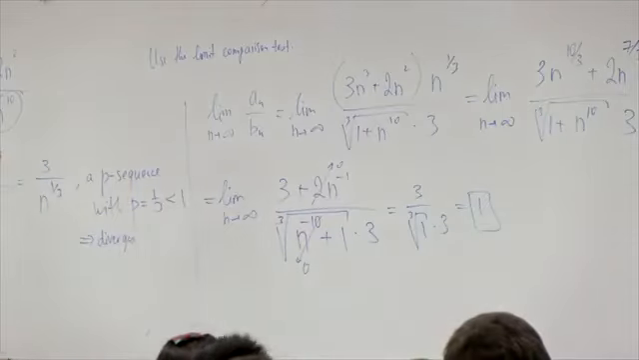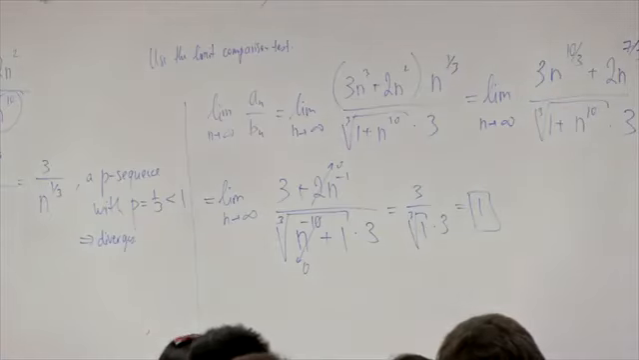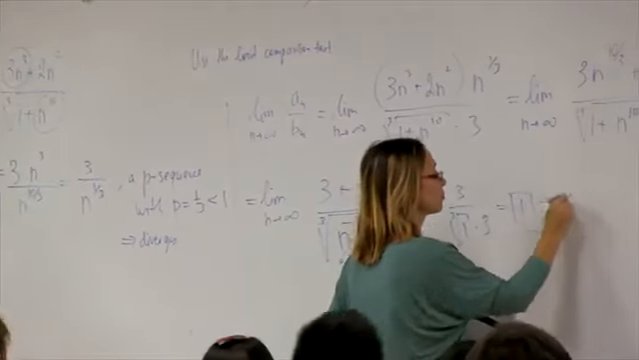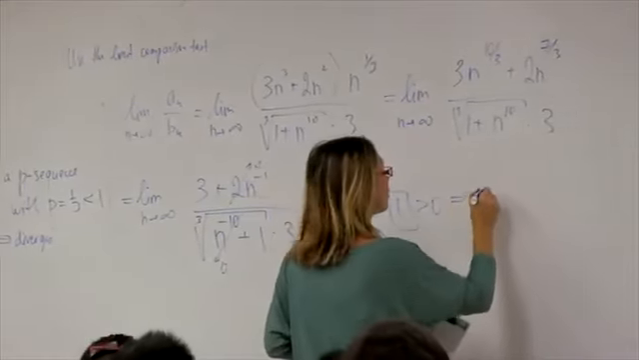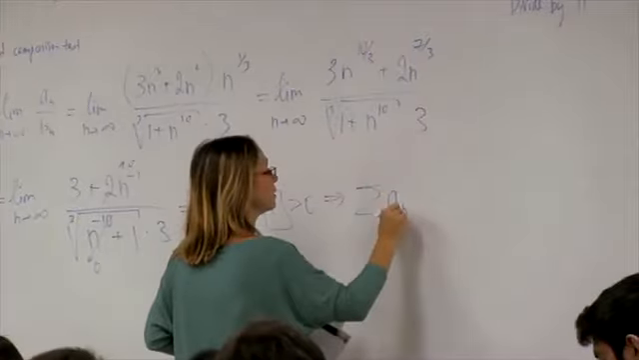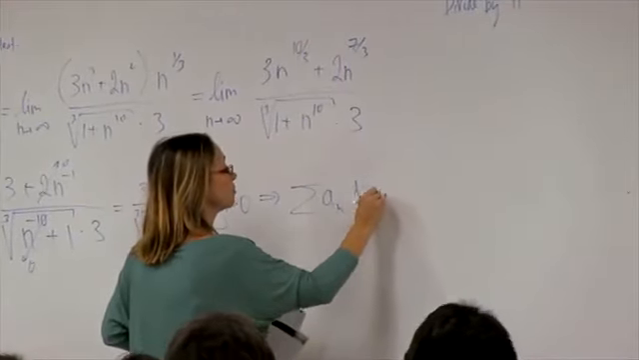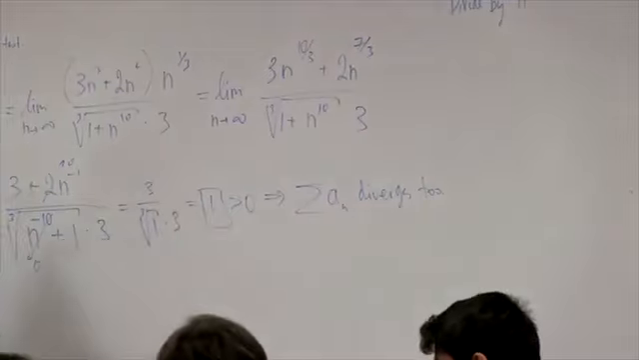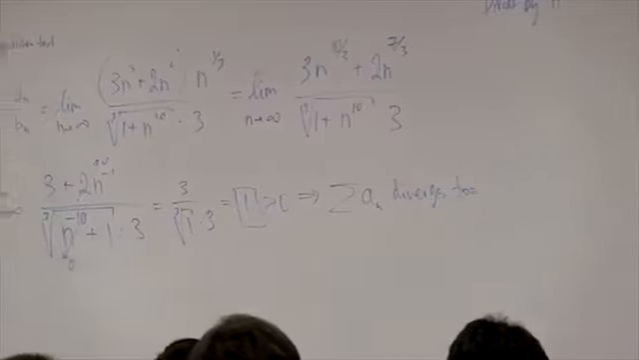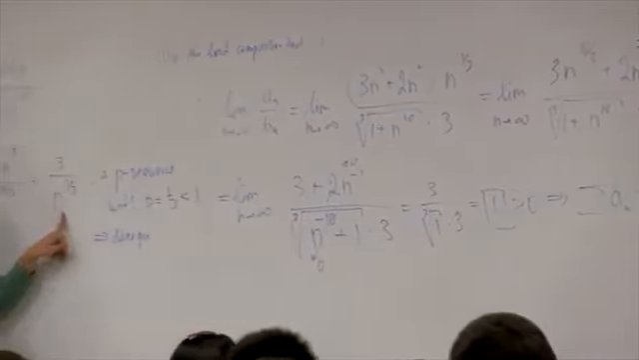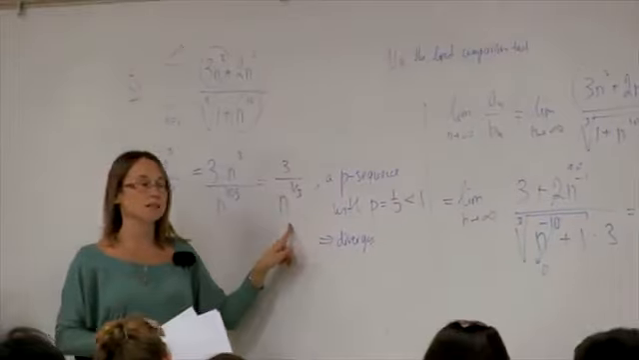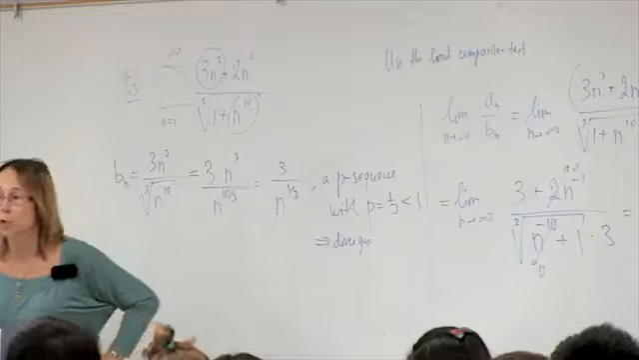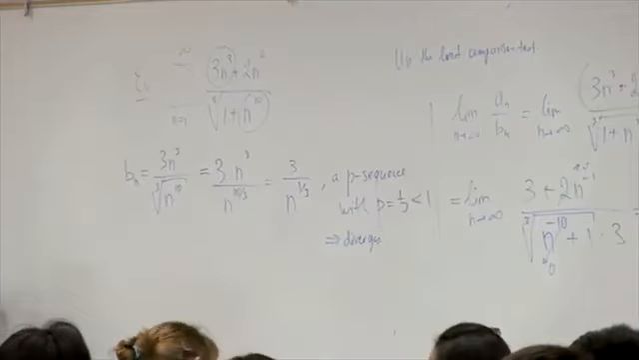So this satisfies the requirement of the limit comparison test. It's a constant greater than 0. Therefore, an diverges too. Just like this sequence. Okay. In terms of convergence, it behaves the same as the sequence that we're comparing it with. Questions?